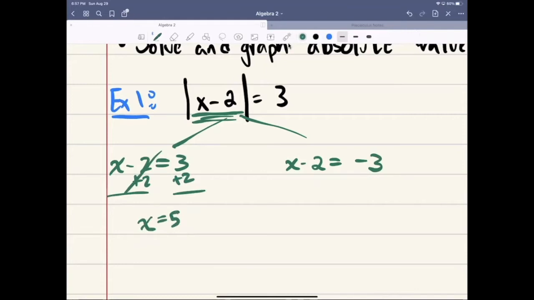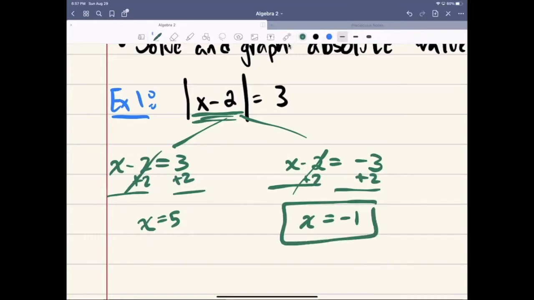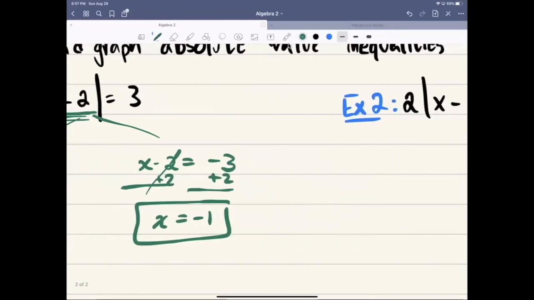And now we can start the next problem. We're going to do +2 to both sides. You're going to get x, this is going to go away. You're going to get x is equal to -3 plus 2, -1. And these are going to be our answers. You're always going to get two answers. And this is the most basic type of absolute value equation. Next up, we get a little bit more complicated one.